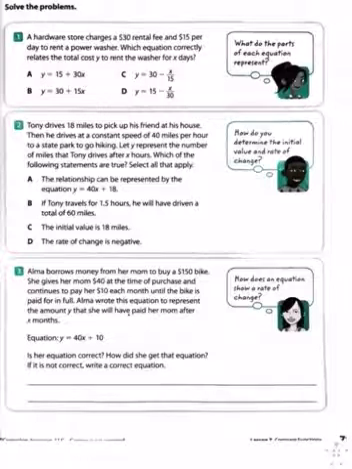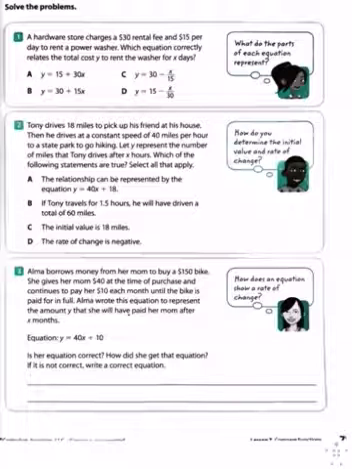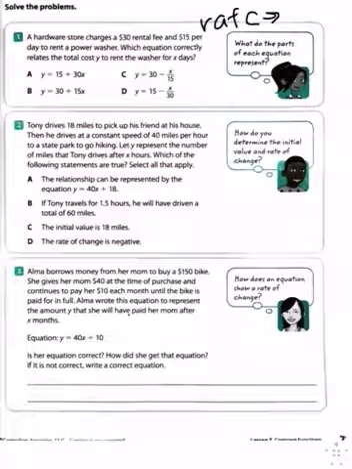Problem number 1. A hardware store charges a $30 rental fee and $15 per day to rent a power washer. Which equation correctly relates the total cost Y to rent the washer for X days? So the first thing we need to look at is the rate of change and the initial value. So the rate of change is going to be $15 per day.